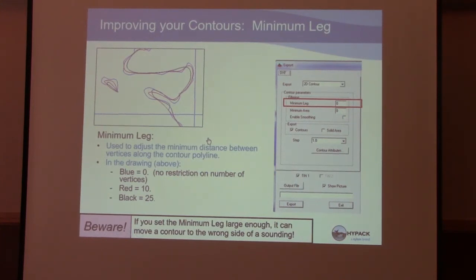How many people have ever generated a contour that had those jagged spikes and lines in it? That's what this is supposed to solve. Because on the bottom, if the depth over here is 10 and the depth over there is 10 and there's a big jagged spike in the middle of it, it's really not changing that much in that short period of distance.